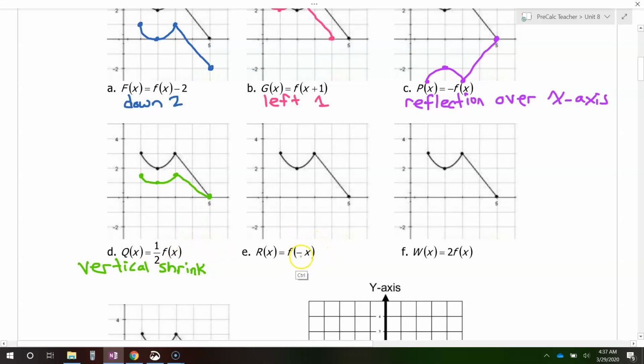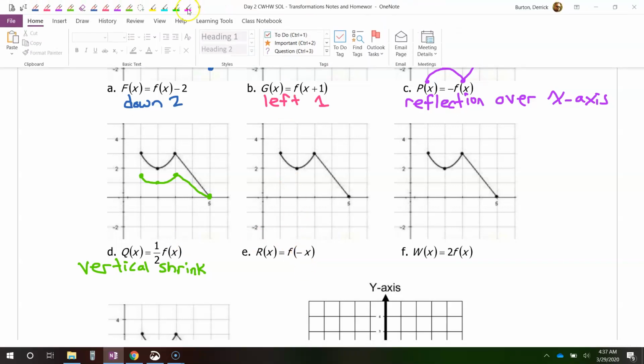All right, I told you that a negative sign inside the function is going to be a reflection over the y-axis.